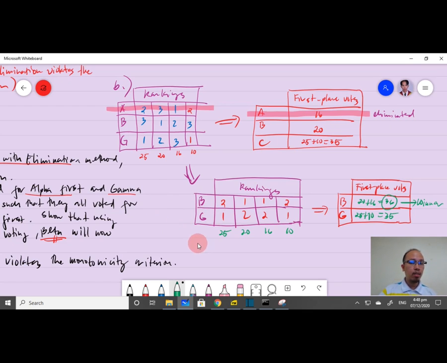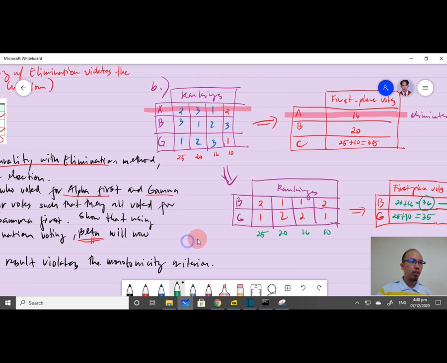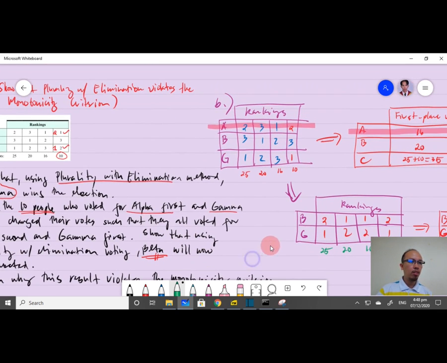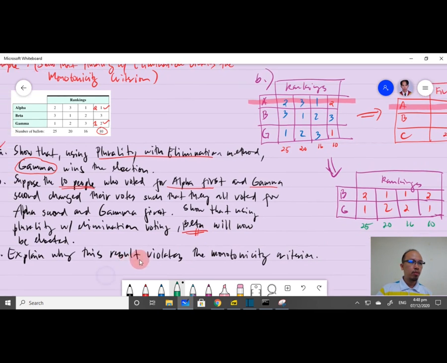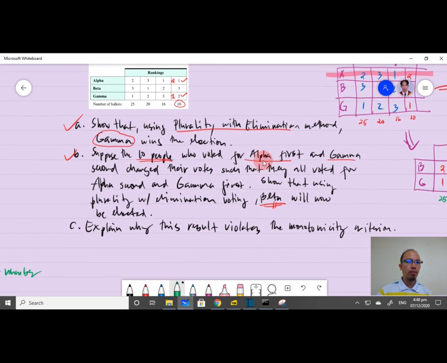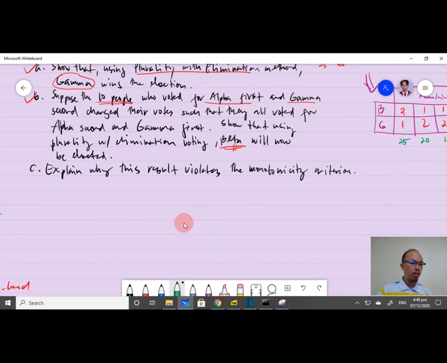Okay, so as you can see, beta now wins the election, while in letter A, gamma is the winner. Okay, so they changed their votes from alpha first to gamma second to alpha second to gamma first. So this violates the monotonicity criterion. So I'm going to put an explanation here.